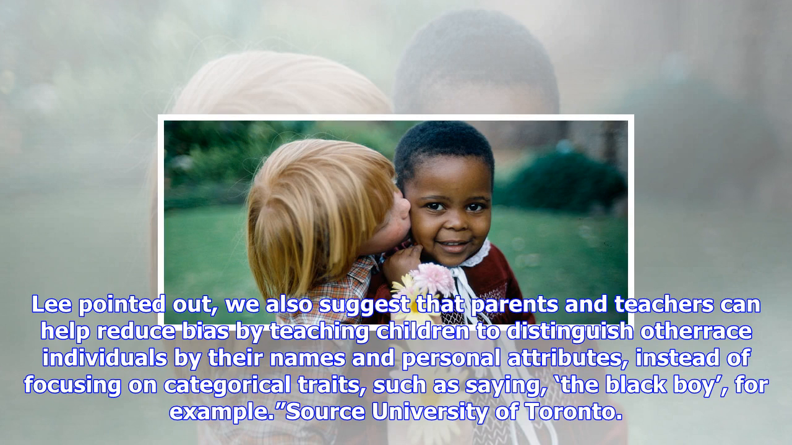Our study points to the effectiveness of intervention in early childhood, before bias has become entrenched, said Qian. As Dr. Lee pointed out, we also suggest that parents and teachers can help reduce bias by teaching children to distinguish other race individuals by their names and personal attributes, instead of focusing on categorical traits, such as saying, the black boy, for example. Source: University of Toronto.